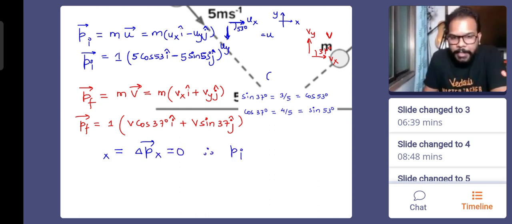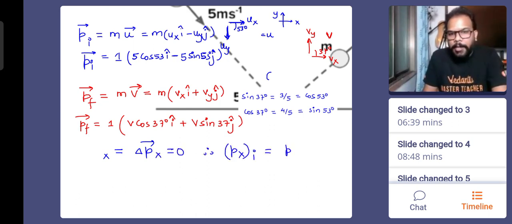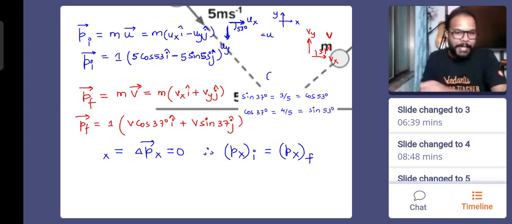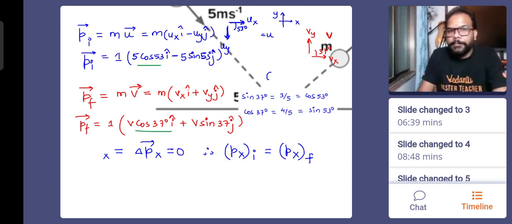Therefore, we can say that the initial momentum Px and the final momentum Px are equal. Whatever was the momentum here is also the momentum here in the x direction. There is no change happening in the velocity or momentum in the x direction, everybody. So I will equate the x components of the momentum. These are the x components of the momentum, everyone. I hope you guys are following me.